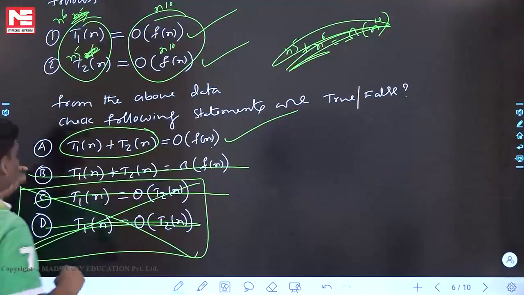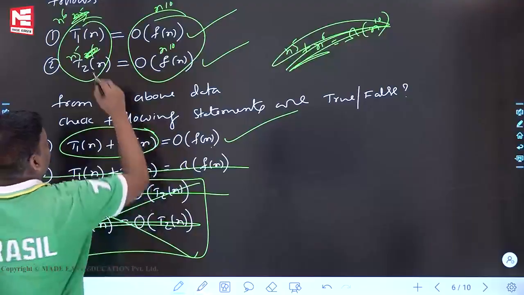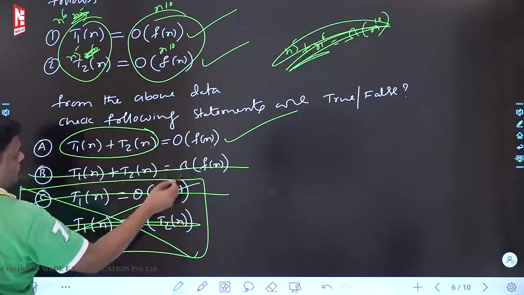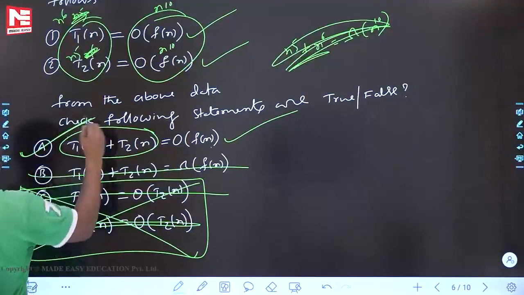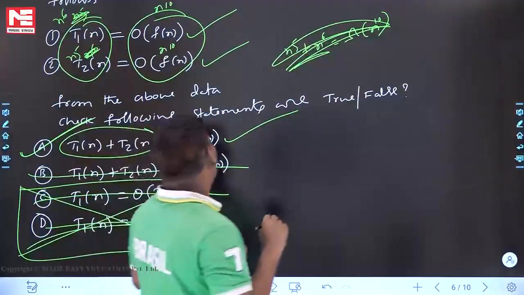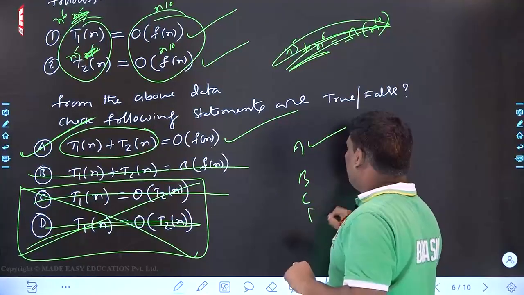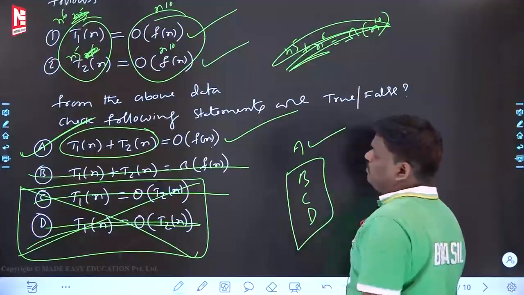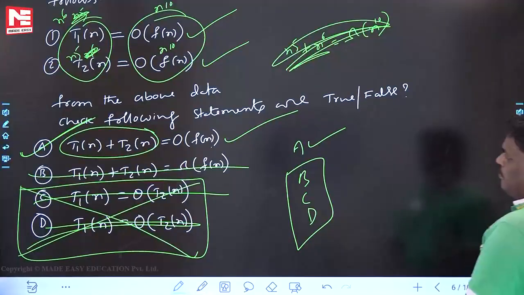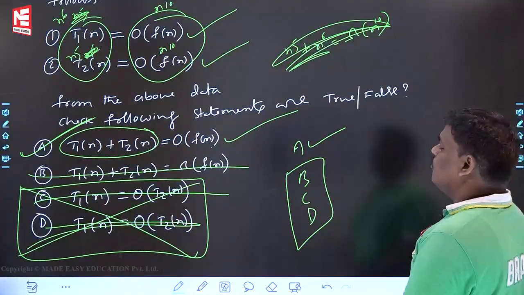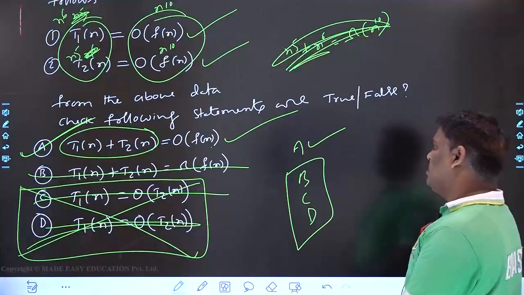Next one, what B is saying: individually big O, after combining omega, is that possible? No. So option A is the correct answer. Which are true statements? A is true. Wrong statements? B, C, D are wrong. One case fails only.